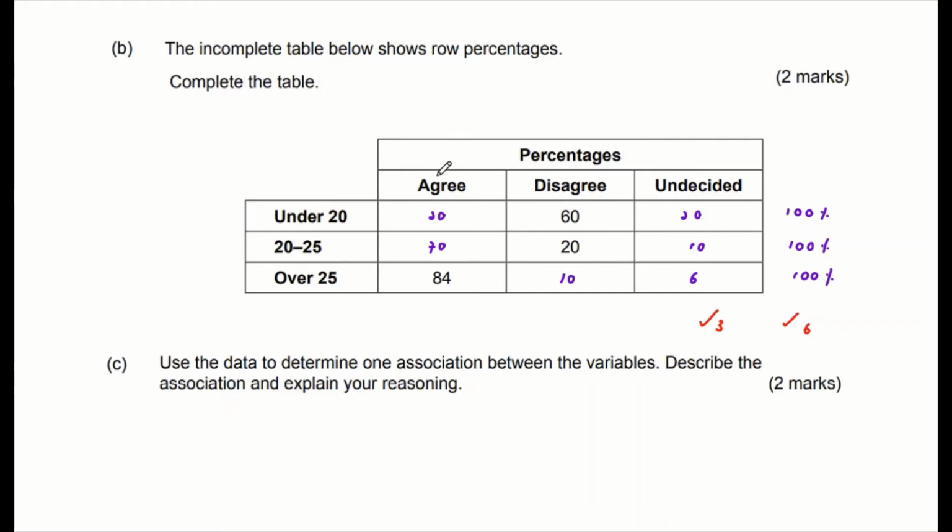So for example, if I'm doing the agree one, then you can write moving across the age group from under 20 to 20 to 25 to over 25, the percentage of students who agree increases. Or you can just write that when the students get older, so when the age increases, then the percentage of the students who agree increases as well. Depends on you how you want to do it. Basically they are just the same thing. I'm just writing down some of the possible answers that you can do.